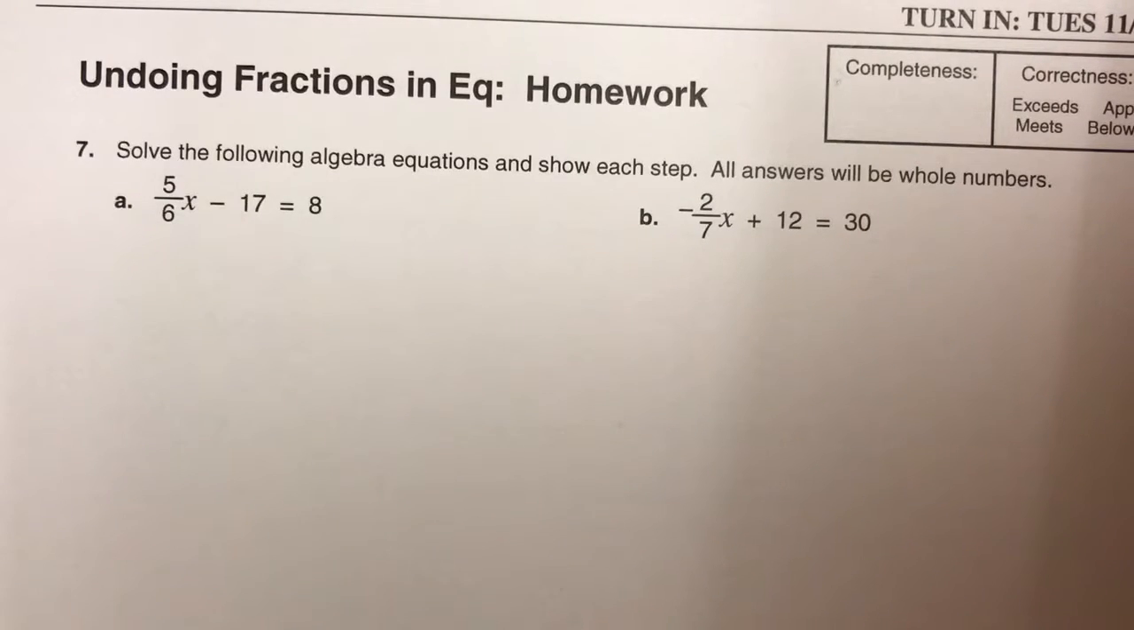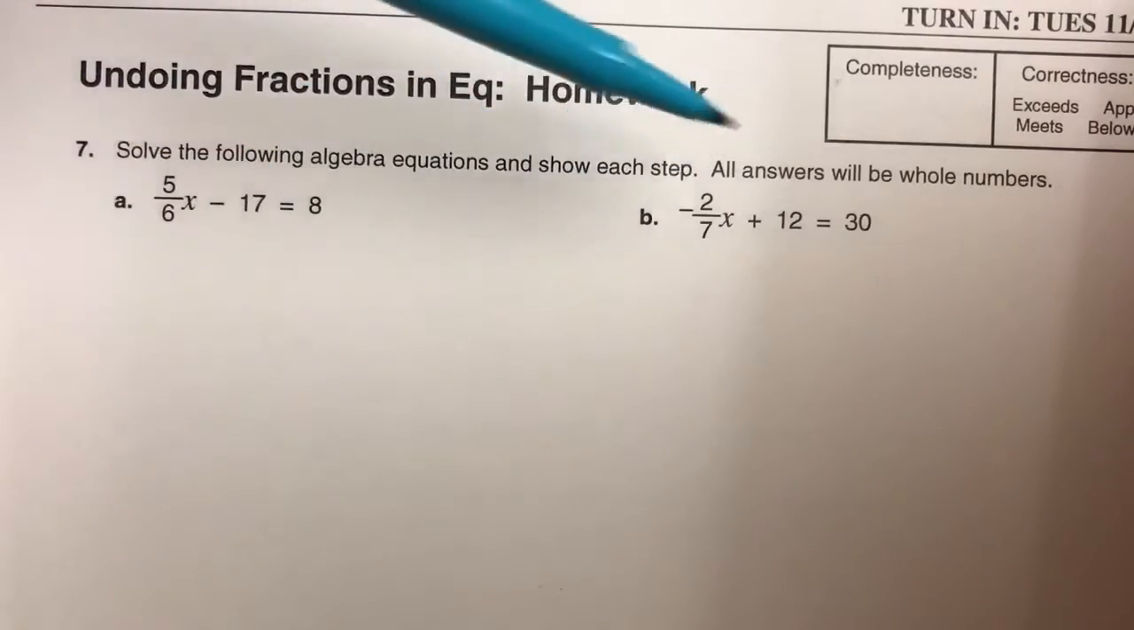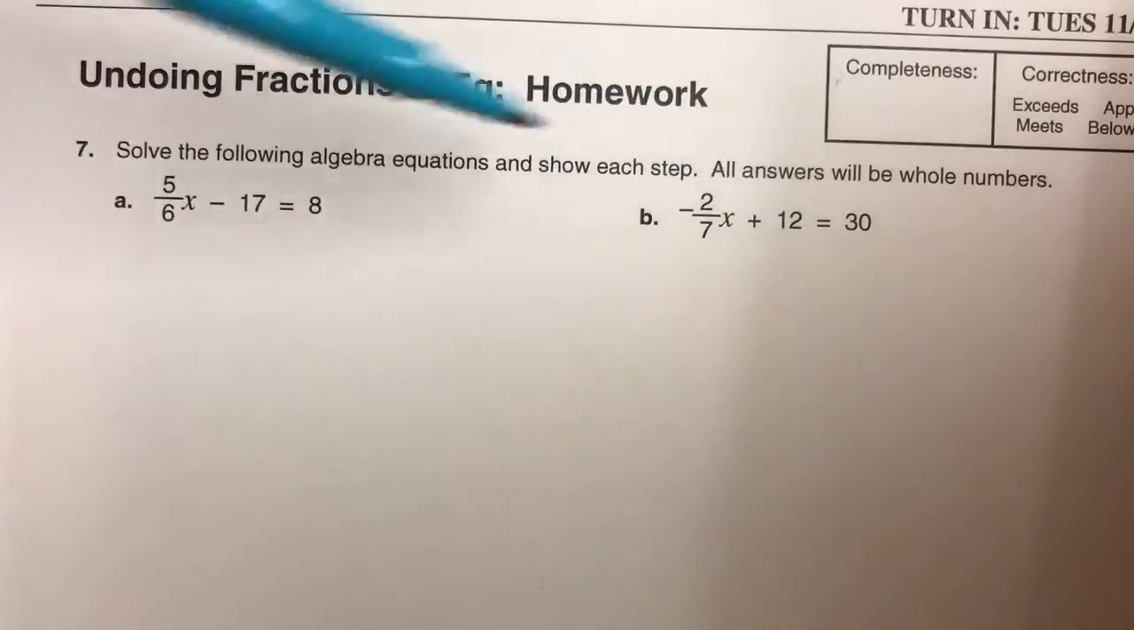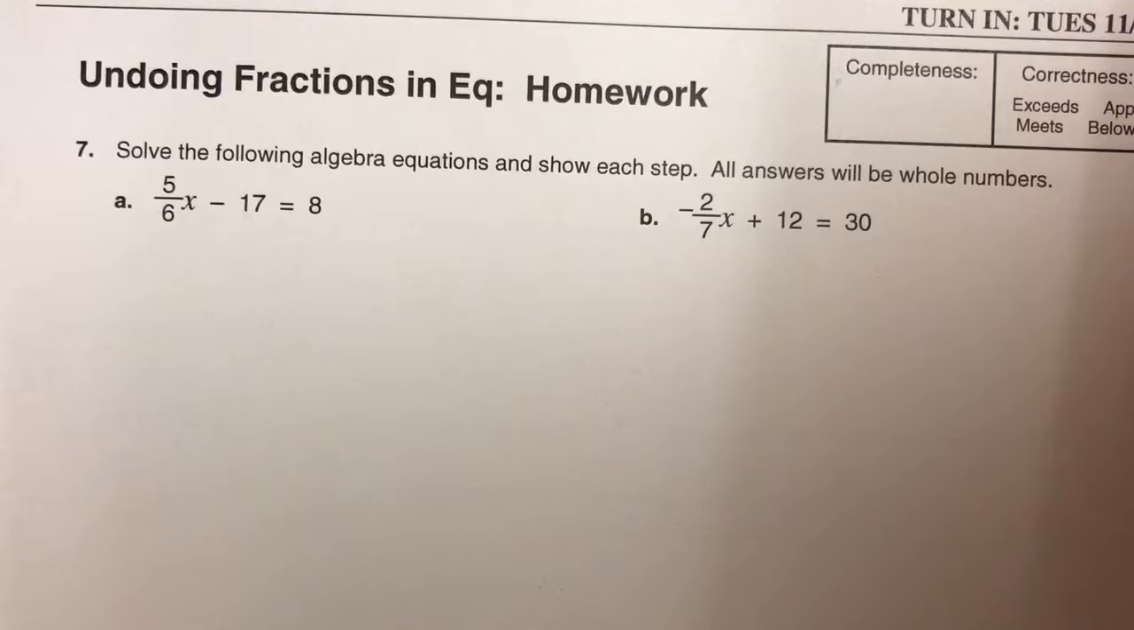Alright, for this video we're going to talk about how to undo fractions in an equation. So we've been working on this for a couple days in class now. Most of the problems you're seeing have a fraction multiplied by a variable, and then add or subtract an integer, and then equals an integer. This problem is the same. Then we're going to try and isolate x to get it alone to see what it is.